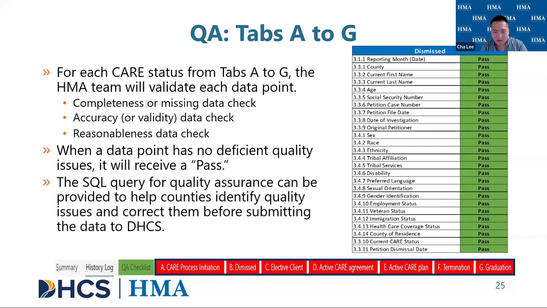And to help counties address their own QA process, the team will also provide the SQL query used to identify potential data quality issues. Counties can use part of the SQL query to help them identify any quality issue in their own data sources and then correct them before submitting the data back to DHCS. Next, please.